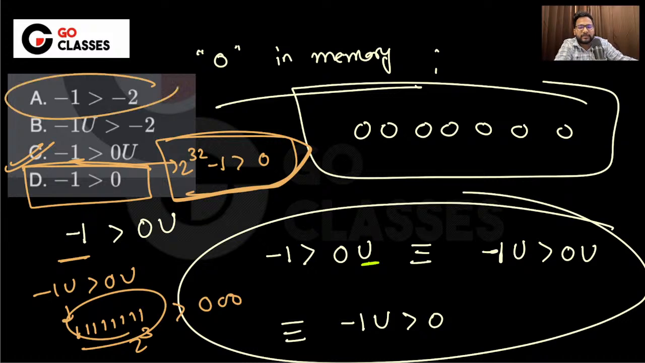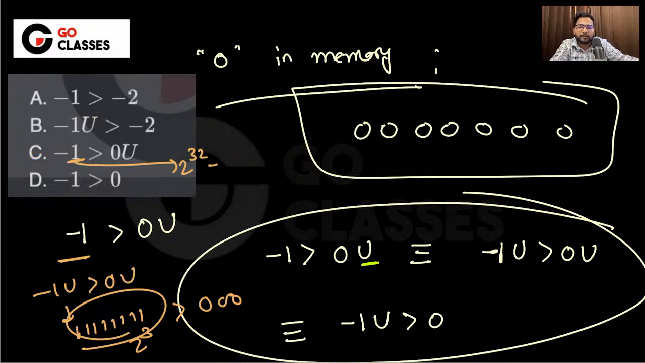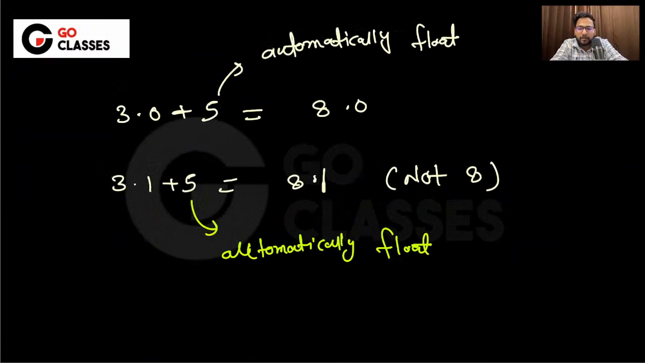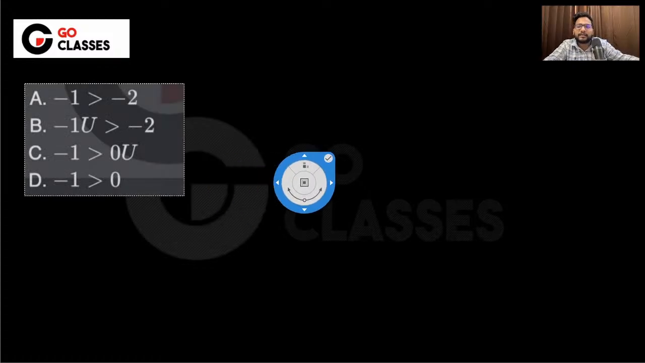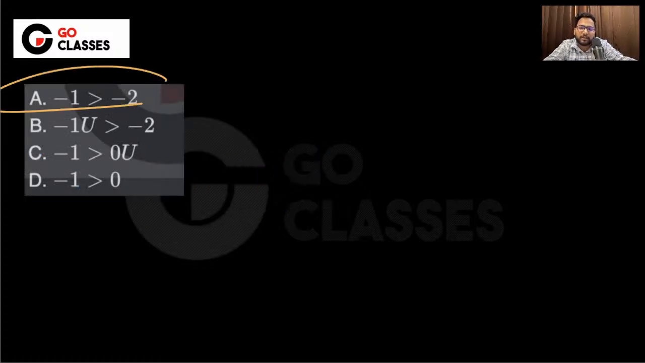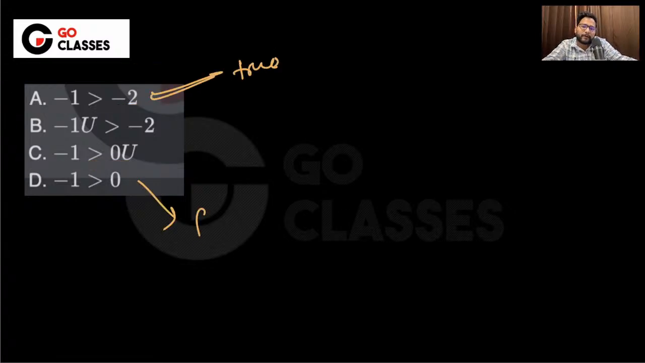See, A and B are very easy. You may be a little bit confused between B and C, or C and D, but A and B should be easy for you guys, right? Here A is a normal thing, so it is normal to verify that yes, this is true and this is false. The only confusion could be in B and C. Now B is saying -1u. This is unsigned, the maximum unsigned number.